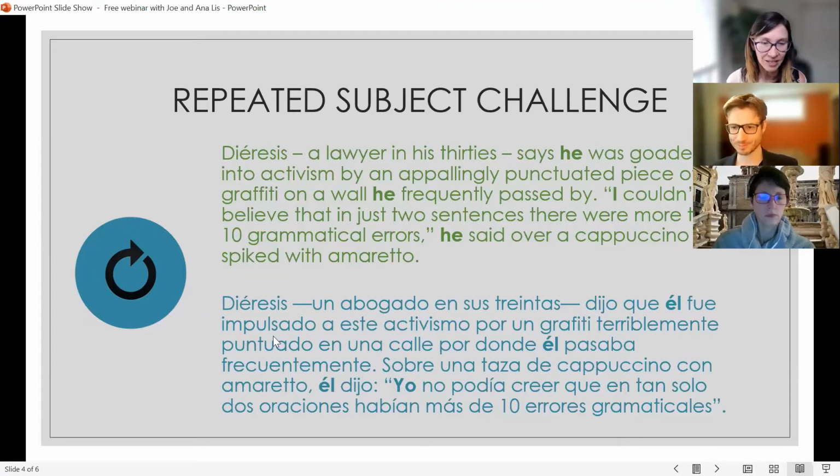So the translation is: Diéresis, un abogado en sus 30s, dijo que él fue impulsado a este activismo por un graffiti terriblemente puntuado en una calle por donde él pasaba frecuentemente. Sobre una taza de capuchino con amaretto, él dijo: yo no podía creer que en tan solo 2 oraciones habían más de 10 errores gramaticales.